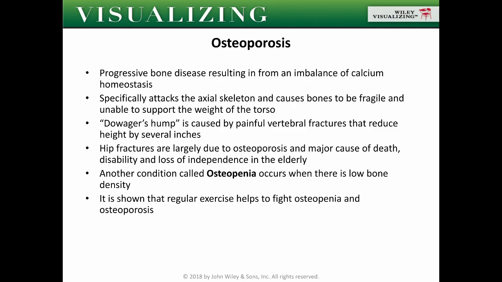Okay, so let's look at osteoporosis. Osteoporosis is a progressive bone disease resulting from an imbalance of calcium homeostasis. So remember, our bone is our calcium bank account. It specifically attacks the axial skeleton and causes the bones to be fragile and unable to support the weight of the torso. The dowager's hump is caused by painful vertebral fractures that reduce the height by several inches. Hip fractures are largely due to osteoporosis and a major cause of death, disability, and loss of independence in the elderly.